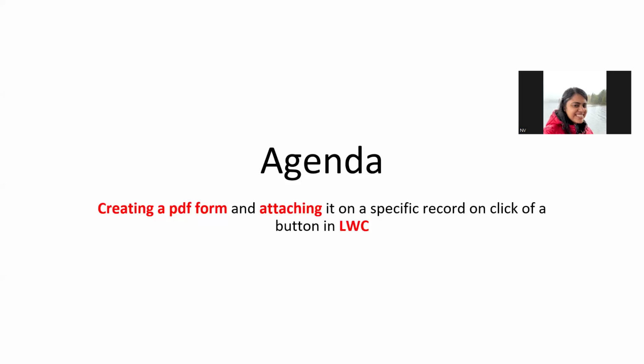Hi everyone. Today's agenda is creating a Lightning web component, and in that Lightning web component having a button. On click of that button, in the backend I'm going to create a PDF form, pass some parameters into that PDF form from LWC of course, and then make that PDF downloadable, or you could say I would make that PDF get attached to that specific record from where I click that Lightning web component. So let's quickly begin.